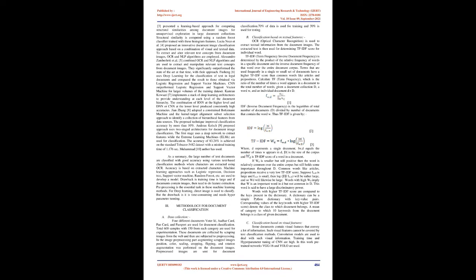Andreas Kalsch 9 proposed an approach that uses a two-staged architecture for document image classification. The first stage uses a deep network to extract features while extreme learning machines, ELMs, are used for classification. An accuracy of 83.24% is achieved on the standard Tobacco 3482 dataset with a minimal training time of 1.176 seconds. Muhammad 10 author has used. As a summary, a large number of text documents are classified with good accuracy using various text-based classification methods where characters are extracted using OCR.